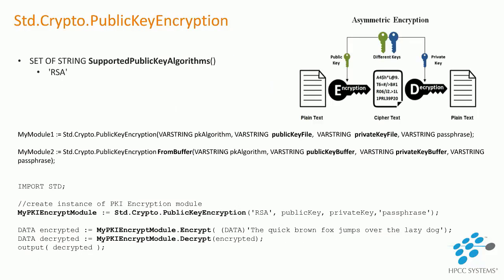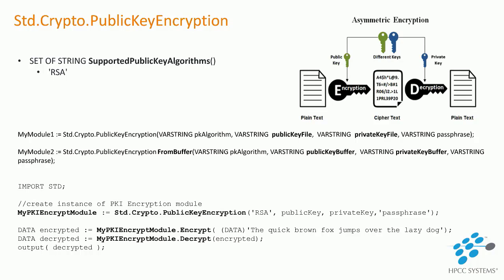So again, this should be starting to look familiar to you. There's an ECL call to make that returns a set of strings of all the supported public key algorithms. And at this point, RSA is the only one that we support. And the next two lines, what I want to demonstrate here is that there's two ways to define the module to do public key encryption.